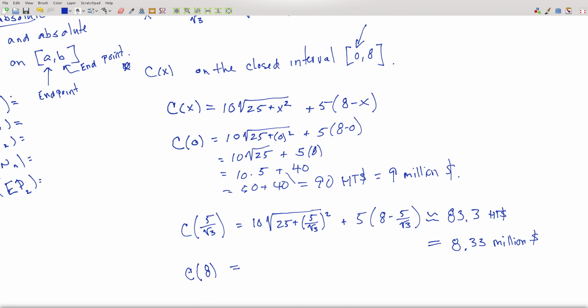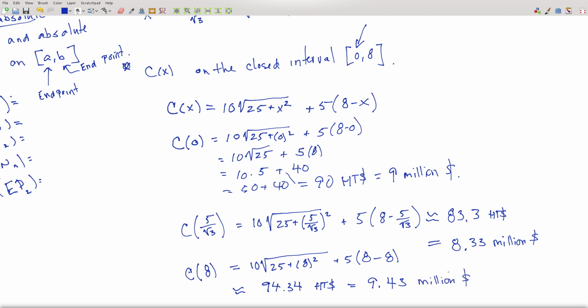Okay? You're going to go ahead and plug it in. I'll write it down just so that no one gets lost. So this is 10 times the square root of 25 plus 8 squared, plus 5 times the quantity 8 minus 8. This 8 minus 8 will simply go away. When you put it into your calculator, the number that comes out will be 94.34. This is in units of $100,000, which is the same as $9.43 million.